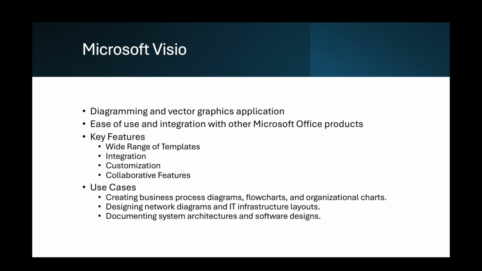One of them is creating business process diagrams, flowcharts, and organizational charts. Next, you can design network diagrams and IT infrastructure layouts. And you can document system architectures and software designs. Now, an example: Microsoft Visio can be used to create a detailed network diagram that maps out an organization's IT infrastructure, including servers, routers, and connections, and also how the data flows through all of these.